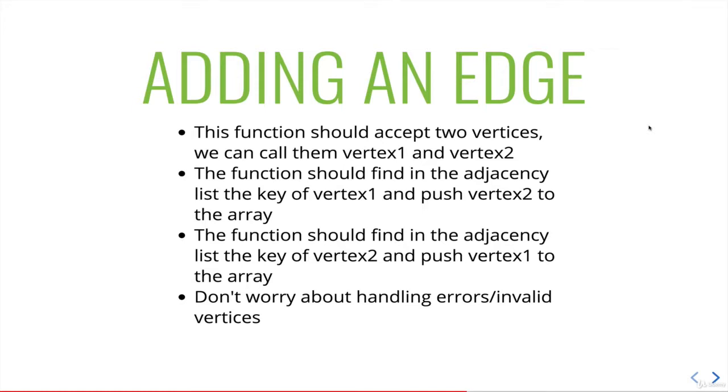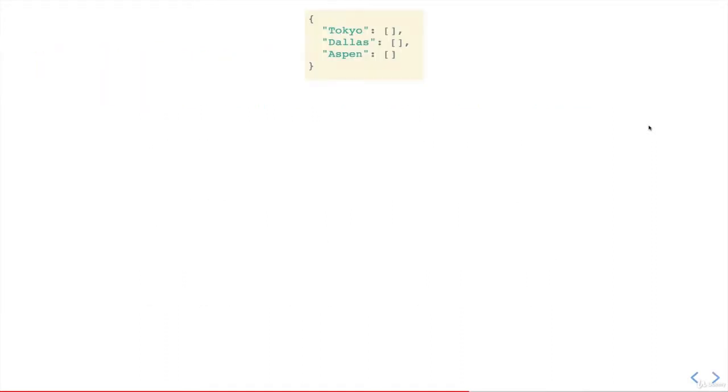And don't worry about handling errors. If somebody enters an invalid vertex, if that edge already exists, don't worry about that for now. Let's just get the basics. This is really more about fundamentally how this all works. So let me just show you roughly how it would work.